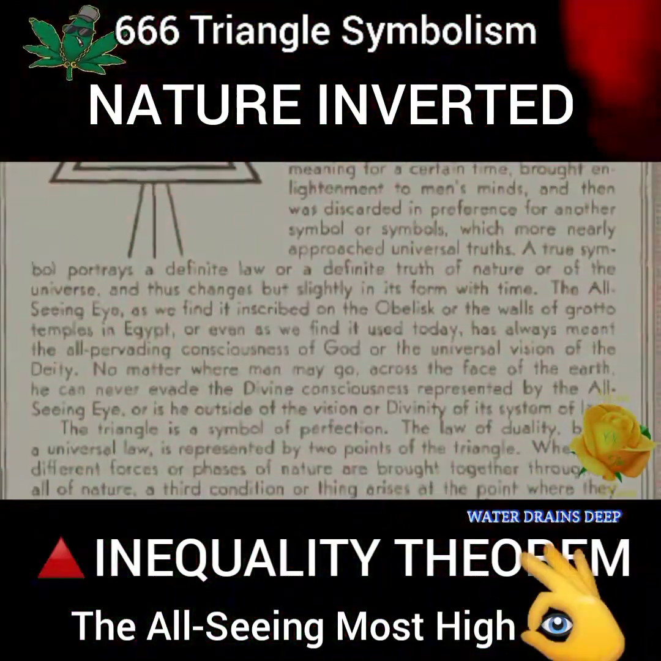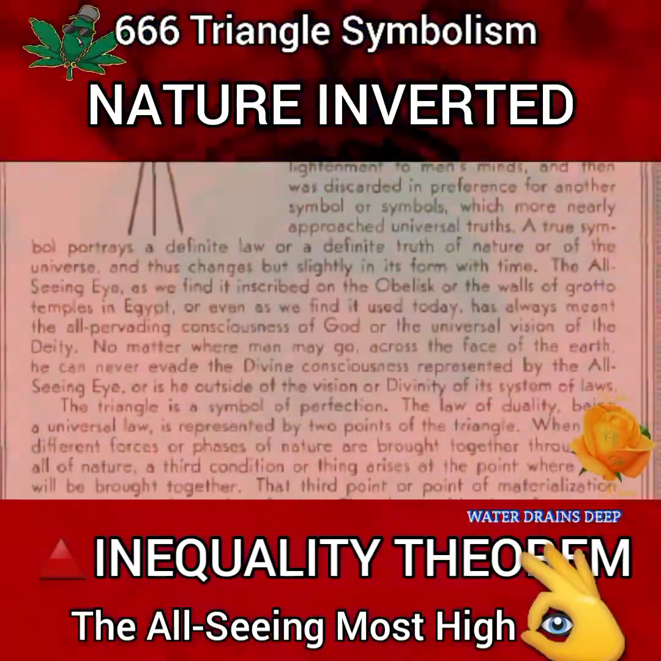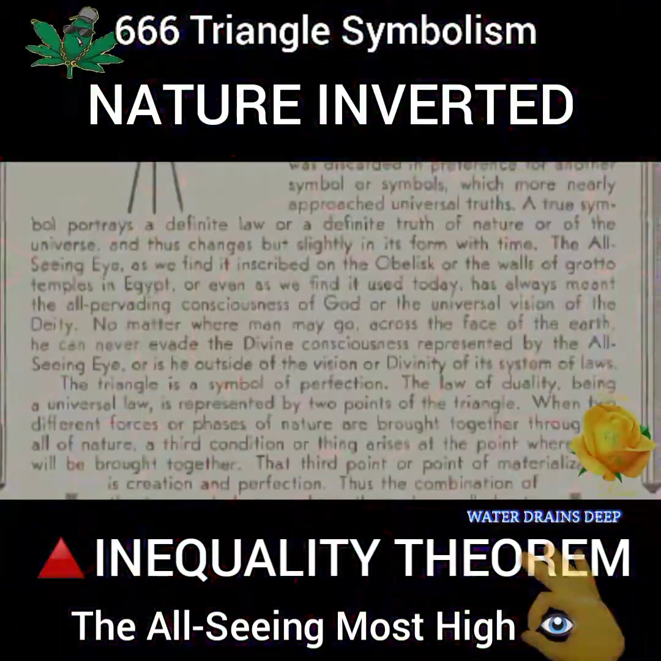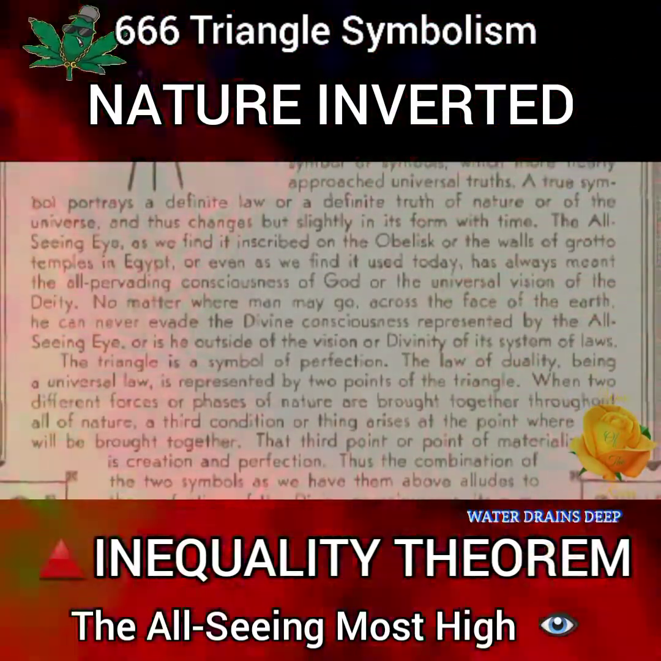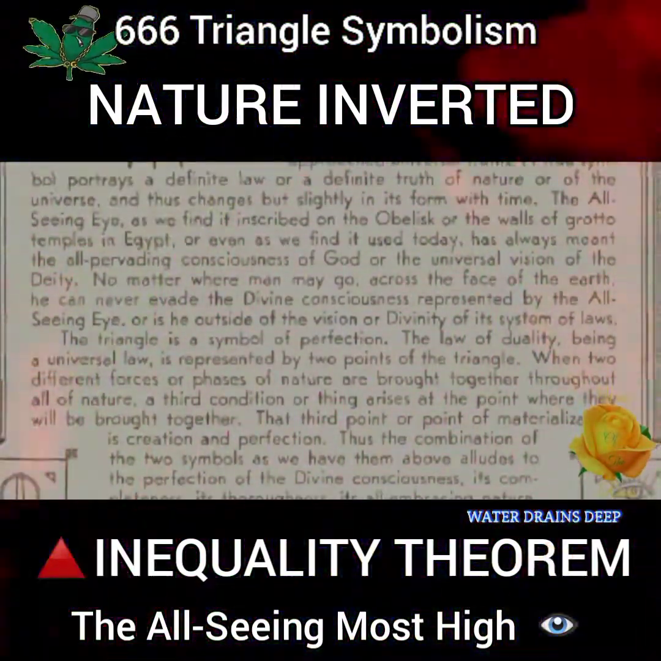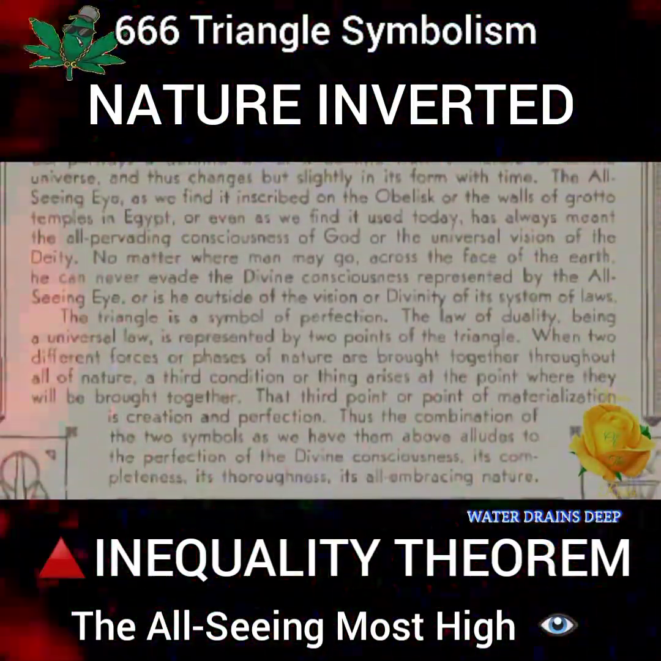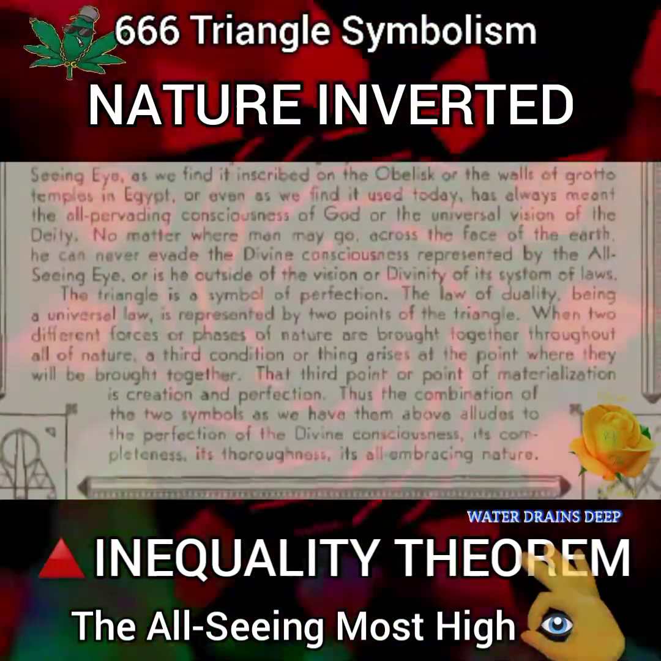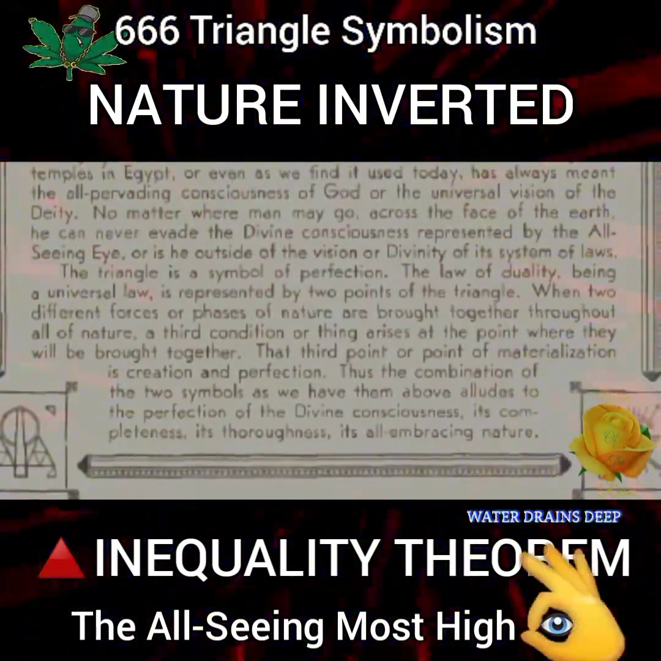The All-Seeing Eye, as we find it inscribed on the obelisk or the walls of grotto temples in Egypt, or even as we find it used today, has always meant the all-pervading consciousness of God or the universal vision of the deity. No matter where man may go across the face of the earth, he can never evade the divine consciousness represented by the all-seeing eye, nor is he outside of the vision or divinity of its system of laws.